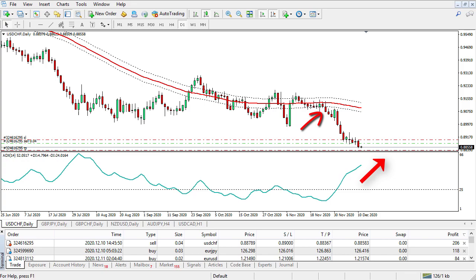If the blue line of the ADX indicator was sloping to the downside, I wouldn't have taken the short trading position which I took on this currency pair, even if the blue line of the ADX indicator was above the horizontal line which was placed at its 25 level mark.